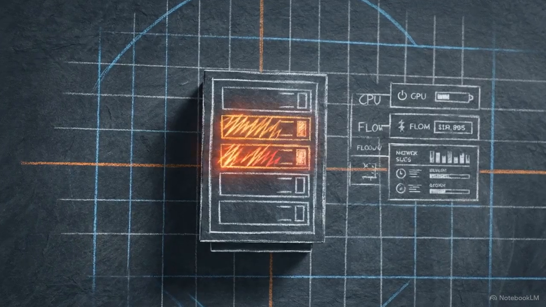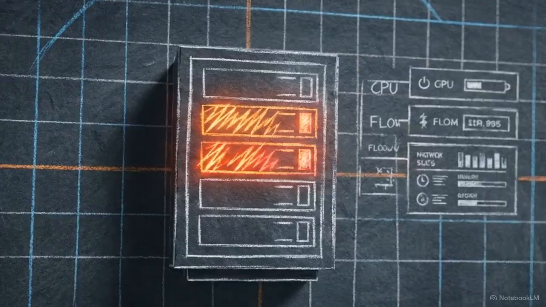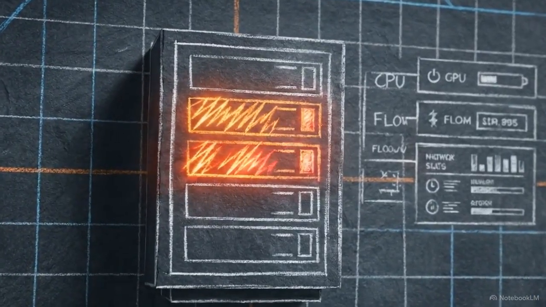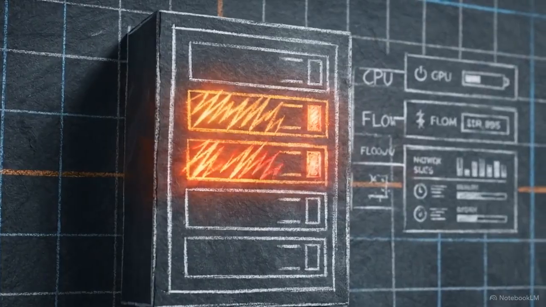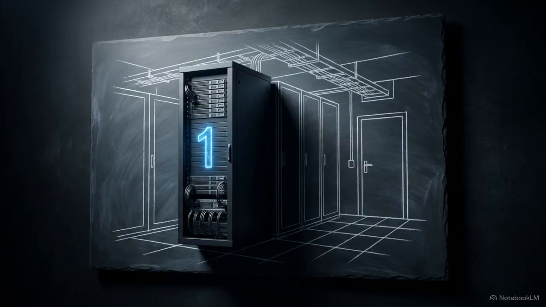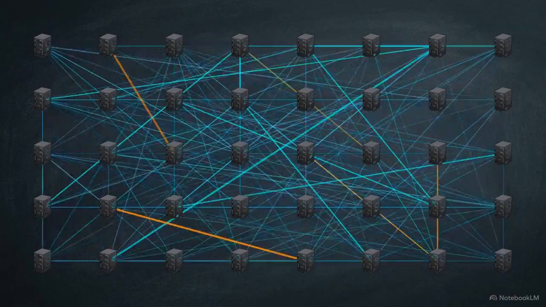When two independent servers generate identical identifiers, the resulting collision overwrites critical data records. The failure is silent, and it destroys data integrity. Generating a single unique ID on a single machine is trivial. Scaling that process across millions of decoupled events running on dozens of distinct servers without duplicates is an architectural nightmare.